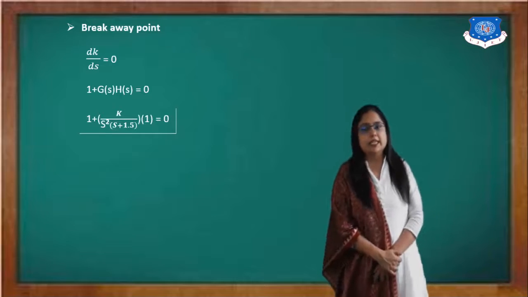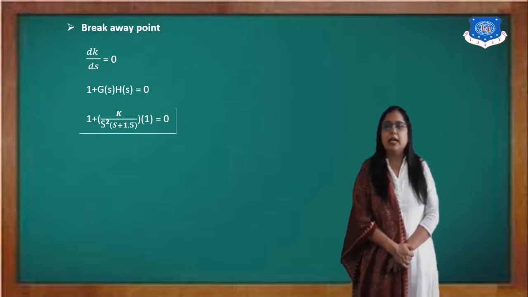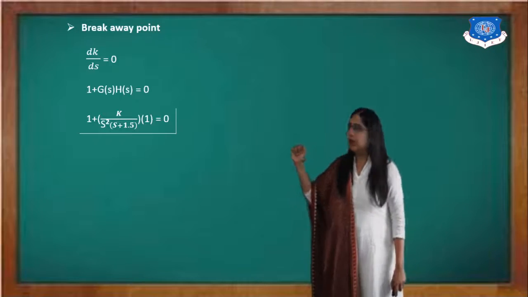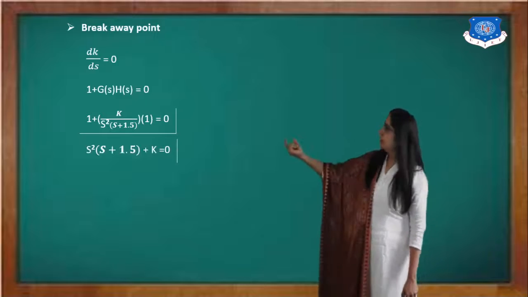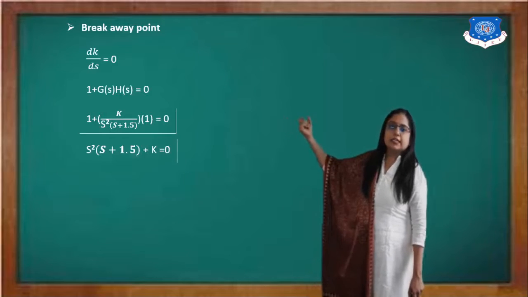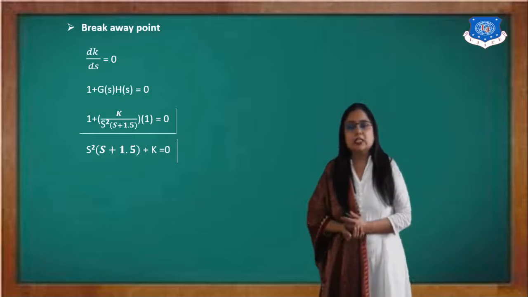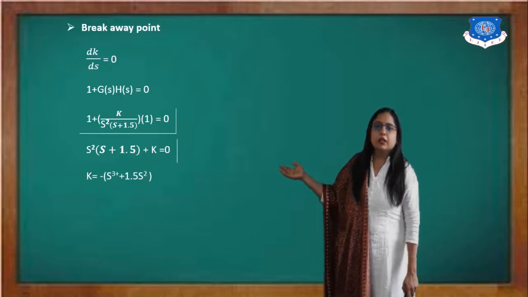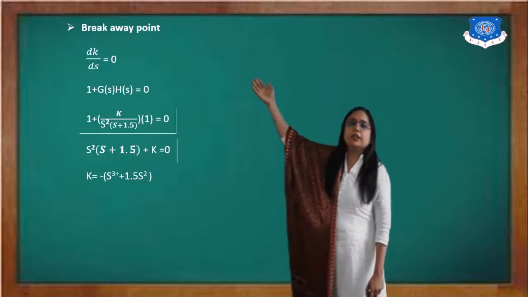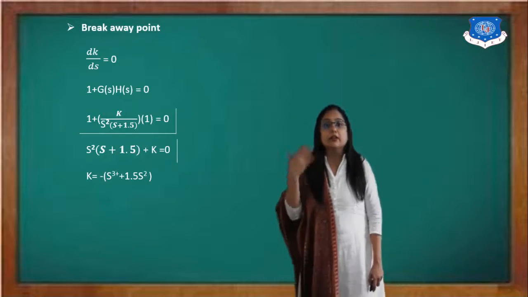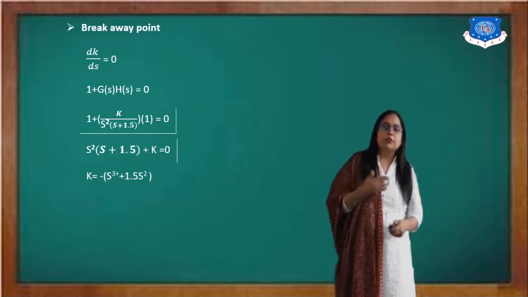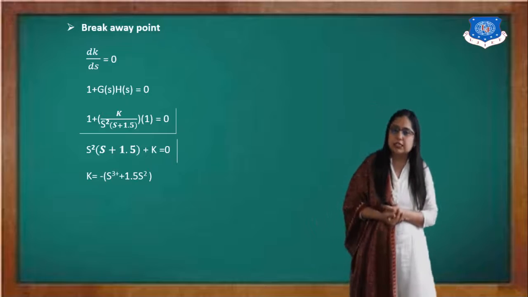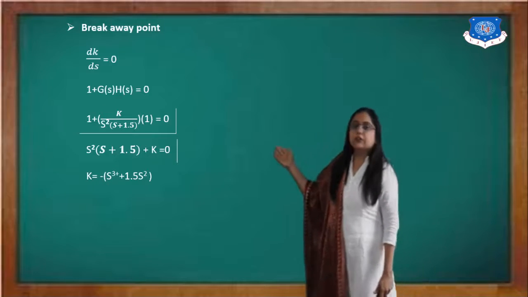So 1 plus K divided by s square into (s plus 1.5) into 1, that equal to 0. Now just solve this, take the LCM. So what we get? s square (s plus 1.5) plus K, that equal to 0. Now as I said, we want to find out dk by ds. So I require the value of K, because after getting the value of K, I want to differentiate that value with respect to s.